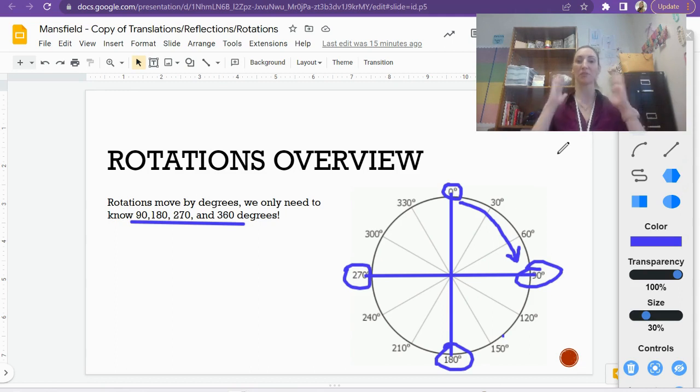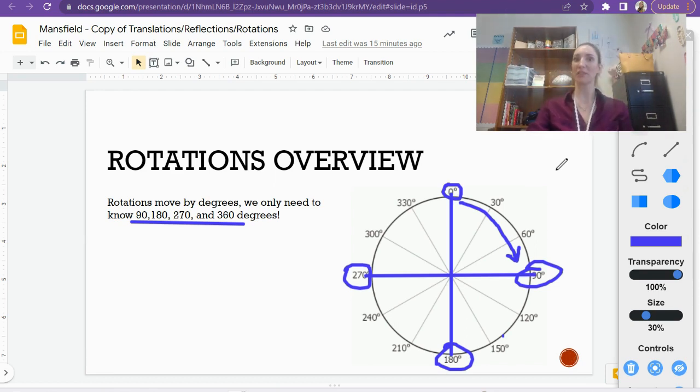Let's talk about 180. If I start over here and I move 180, I'm going to move two slices or two parts. I'm going to move 90 plus 90, 180. I am facing exactly the opposite way of when I started. I started over here and I finished over here, right? All right, that's 180.